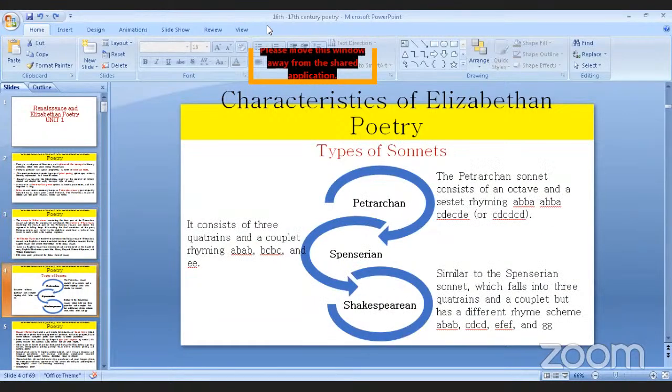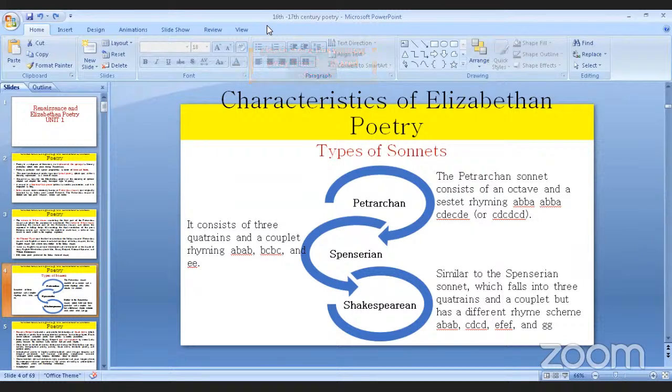Right. Now, here are the types of sonnets. Kindly make a note of it, because the coming poems which we're going to read in this unit are sonnets. Okay. So here we have Petrarchan, Spenserian, and Shakespearean. Most of the forms which we come across are Spenserian and Shakespearean, right? The Petrarchan consists of an octave and a sestet, rhyming ABBA, ABBA, CDE, CDE. That is, octave, 8 lines, and sestet, 6 lines for Petrarchan.